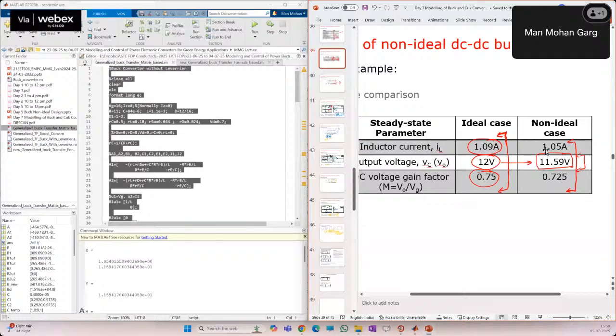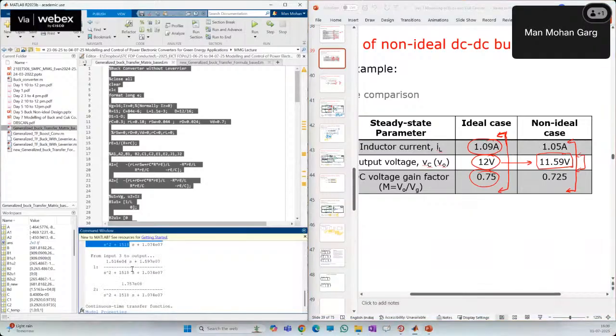Then we have various transfer functions. The first one is input 1 to output. What is input 1? V input. So this transfer function means V input to output, right? The first output is the inductor current, so this is IL upon V in, and this is VC upon V in. Input 2 is load current, so this is IL upon IZ, and this is VC upon IZ. The third one is input 3 to output. Input 3 is duty cycle, so this is IL upon D, this is VC upon D. So these 6 transfer functions we have obtained.